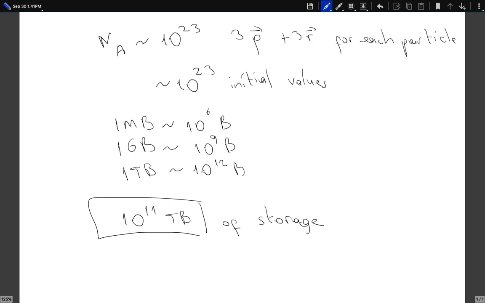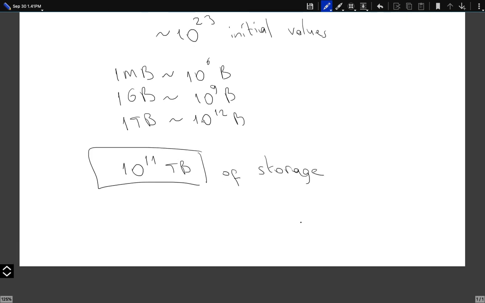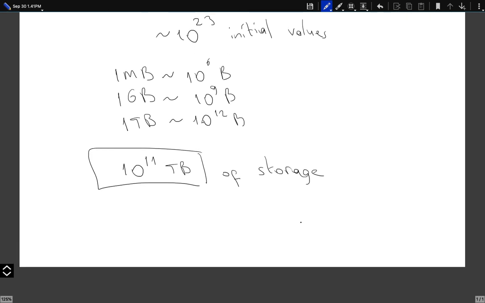I think the largest hard disk now, they are talking about 100 terabytes, but still that means we need 10 to the power 9 of them. That's a huge number. But huge numbers also have one simplification.